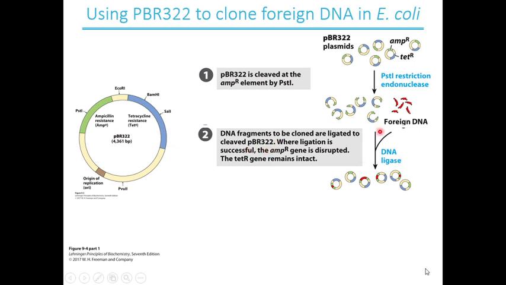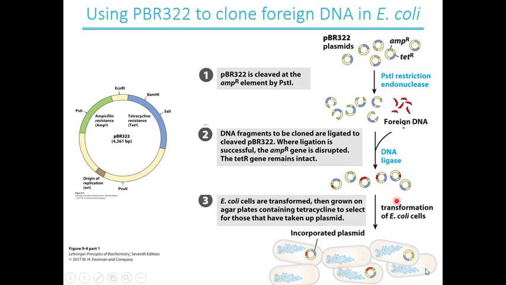The next step is to ligate these fragments together, and for this purpose, a DNA ligase is used. Once ligation is successful, the ampicillin resistance gene is disrupted, whereas the tetracycline gene remains intact. As you can see, all those successful ligation plasmids will have a red colored region flanked between the green colored region. This means that the gene of interest or the foreign DNA would be introduced in the place of the ampicillin resistance.